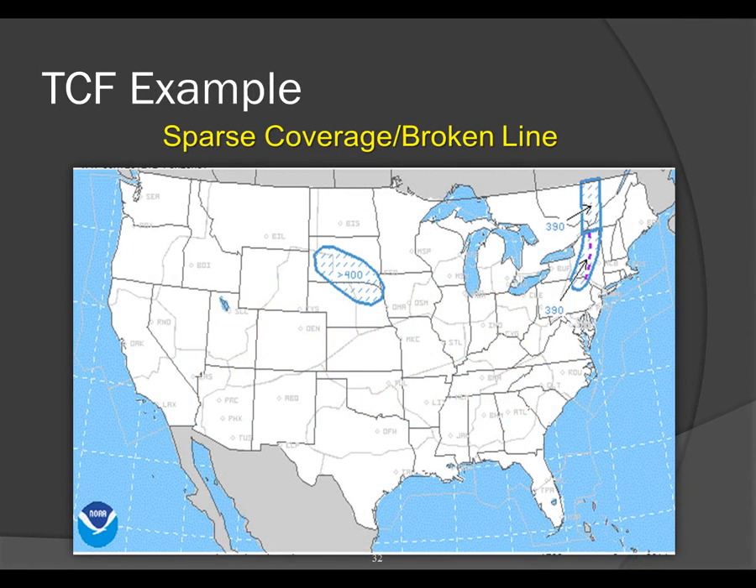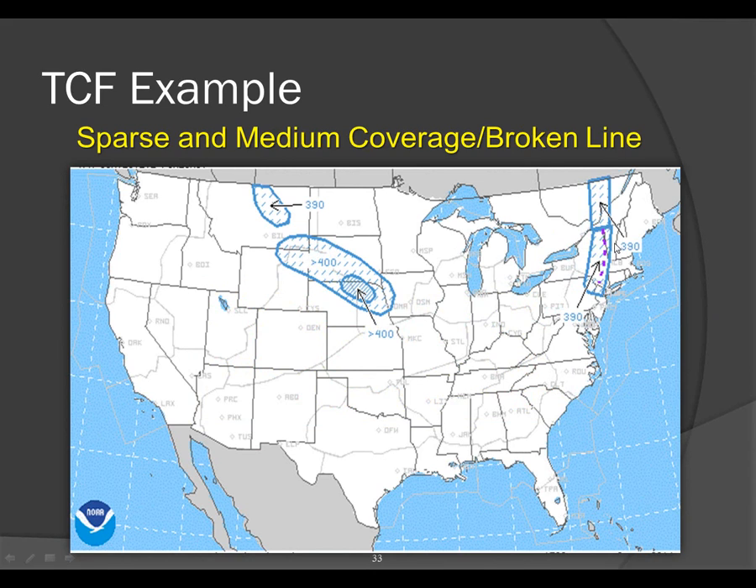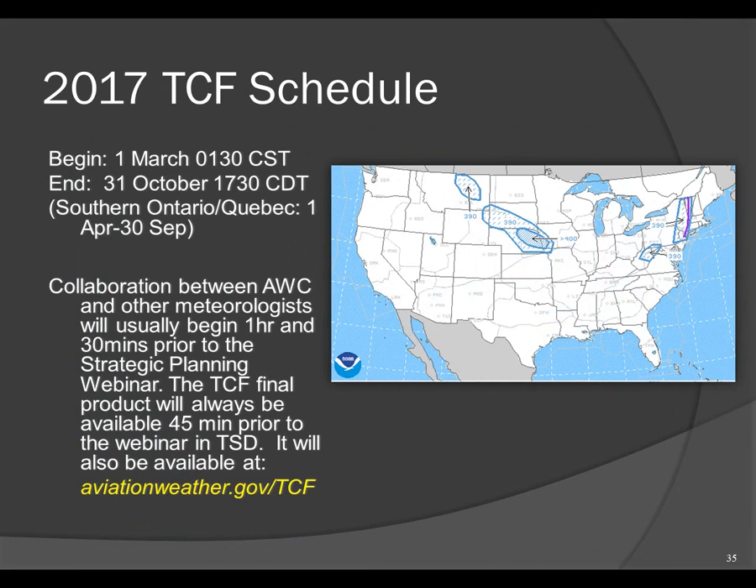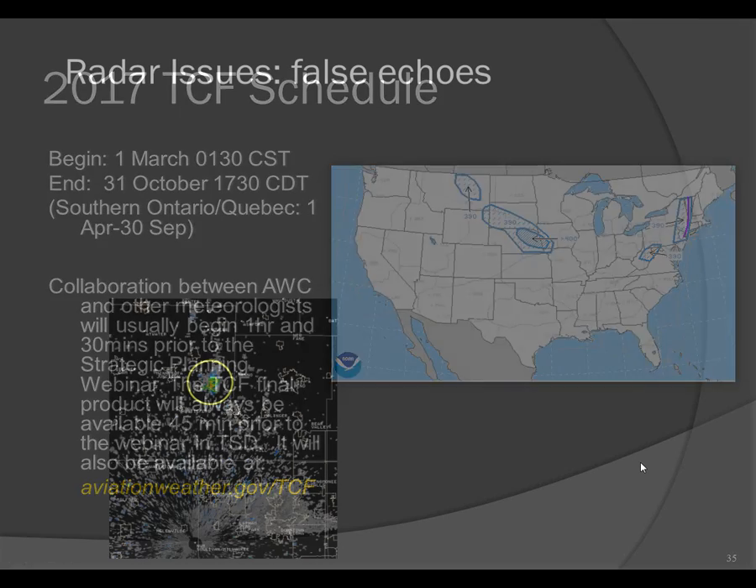And here are some examples. You can see it looks very similar to the old CCFP. Each area is labeled with the height of the echo tops, and the shading or the broken or solid nature of the line coverage indicates the coverage of that area of thunderstorms. We've already started producing this product. It began on the 1st of March. The season will end on the 31st of October, and the Canadian participation will be between April 1st and the 30th of September.